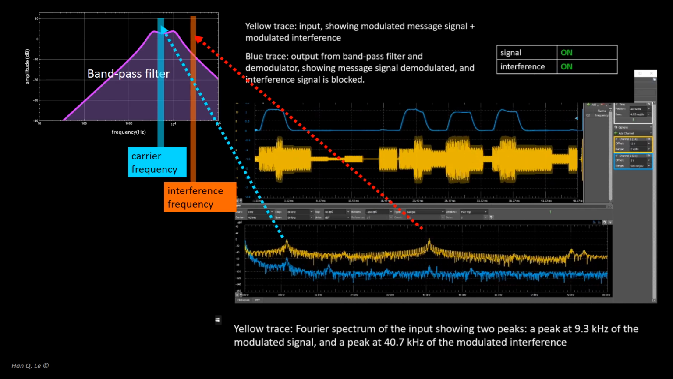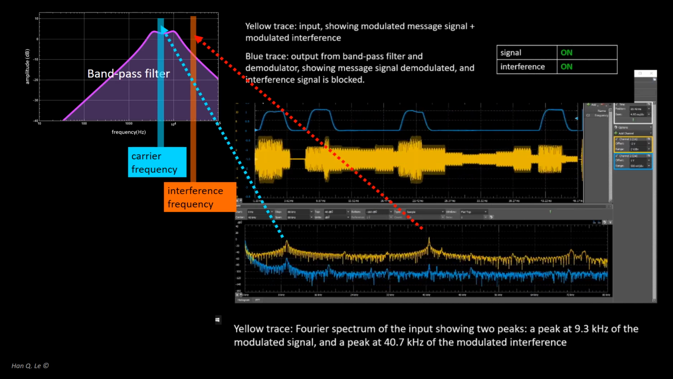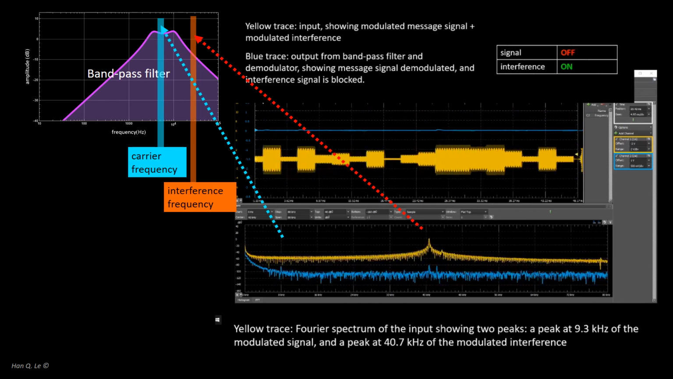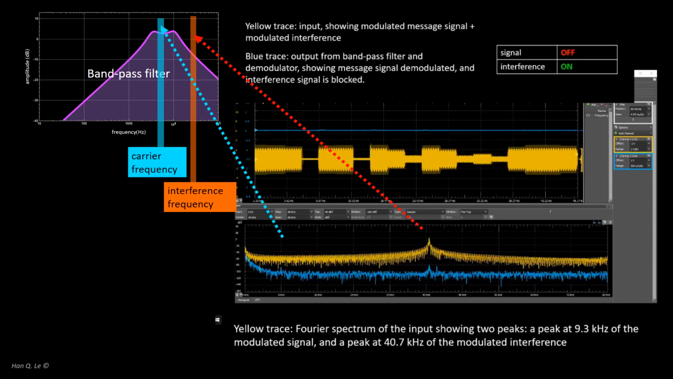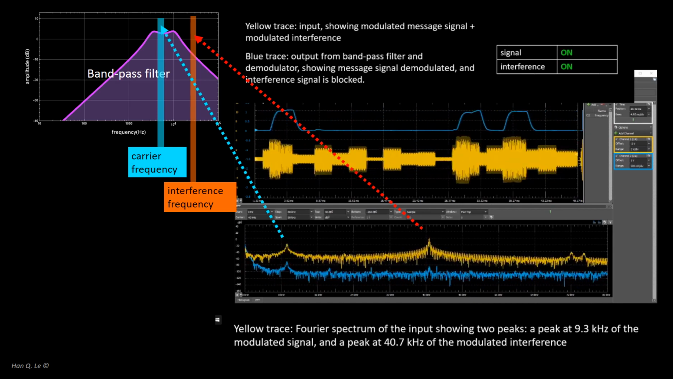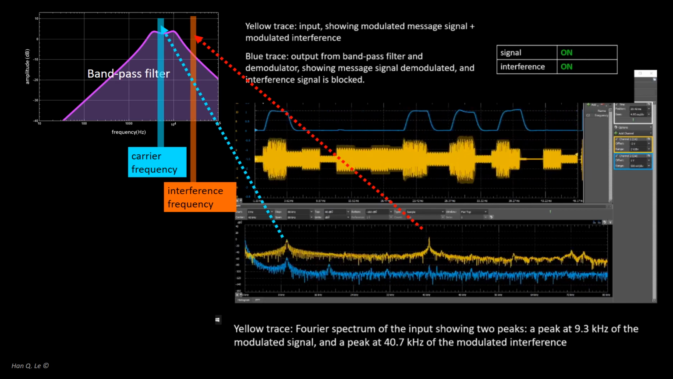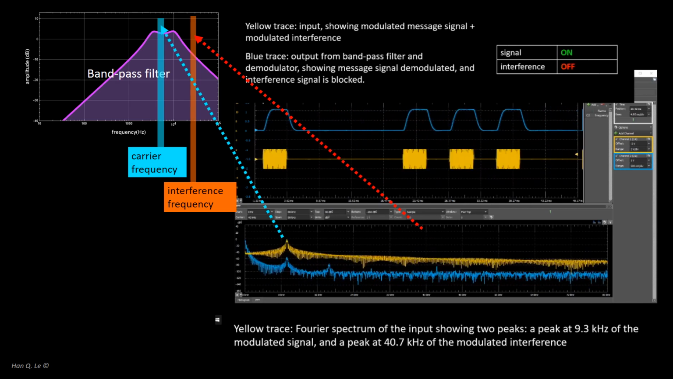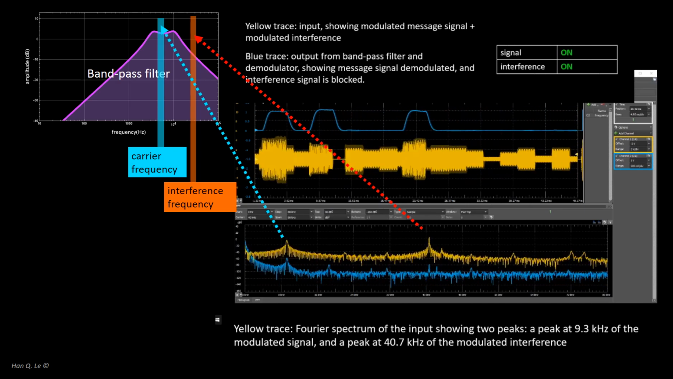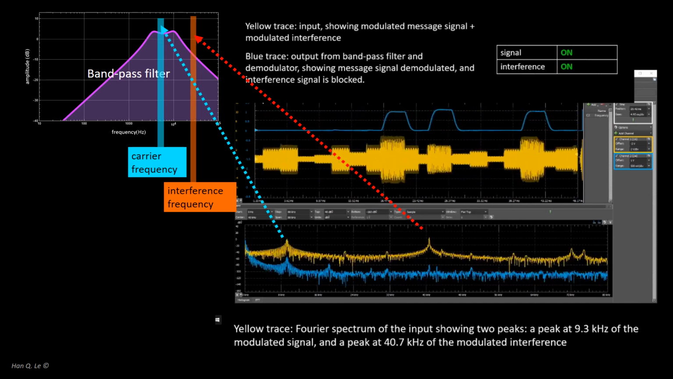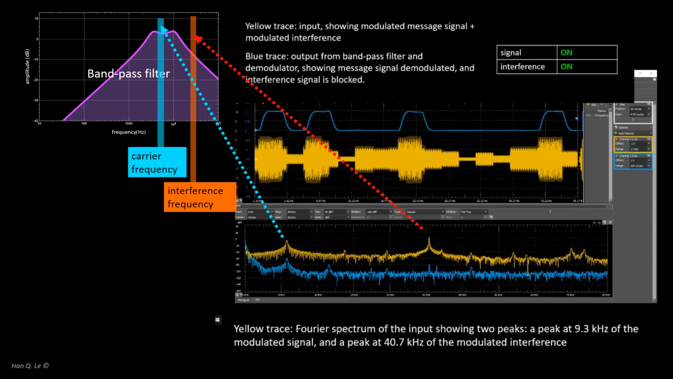If you have learned Fourier transform, use the FFT function to look at the signal spectra. There are two peaks, one at 9.3 kHz, corresponding to the desired signal, and the other at 40.7 kHz, corresponding to the interference. Observe the signal and the noisy interference taking turns to be on and off. When the interference is off, the demodulated signal pulse amplitude has little fluctuations. With the noisy interference on, the signal displays larger fluctuations.